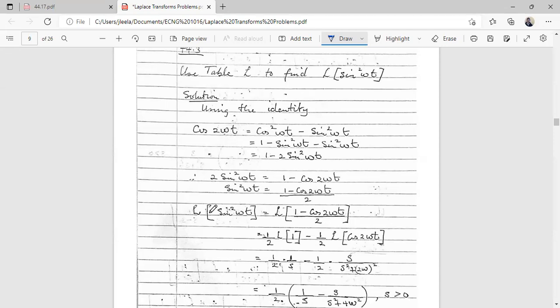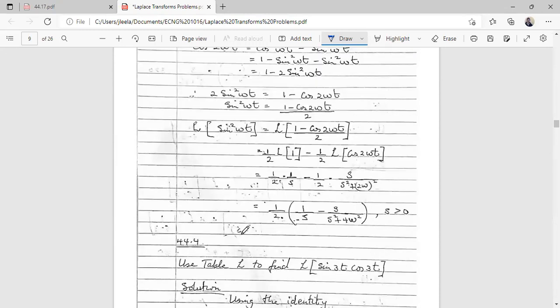We don't know how to find the Laplace of a trig function with a power. So here now, if you use the linearity property, you'll just be taking a half the Laplace of 1 minus a half the Laplace of cos 2ωt, which we know. So that will be 1 over 2 times 1 over s minus 1 over 2 times s over s squared plus 2ω squared. So basically you'll get half of 1 over s minus s over s squared plus 4ω squared, and your domain is s greater than 0.